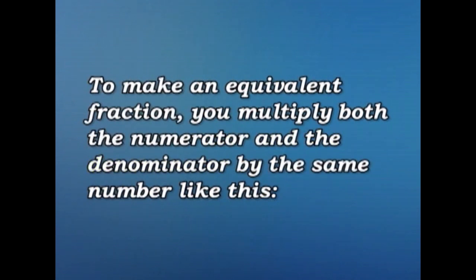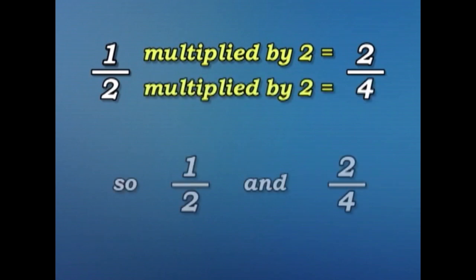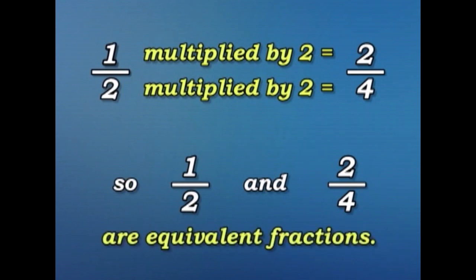To make an equal fraction, you must multiply both the numerator and the denominator by the same number, like this. 1 over 2, that's 1/2. So let's multiply the numerator, 1, by 2. 2 times 1 is 2. And let's multiply the denominator, that's 2, also by 2. 2 times 2 is 4. So 1 over 2 and 2 over 4 are equivalent fractions.